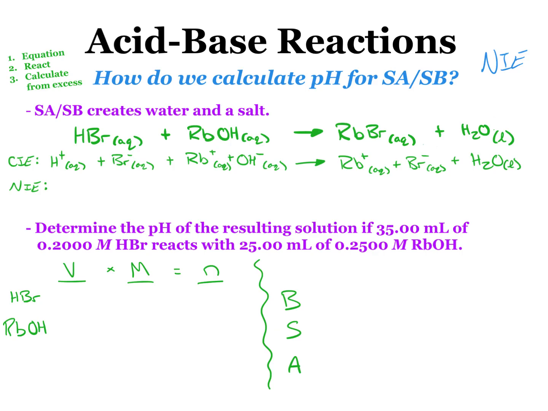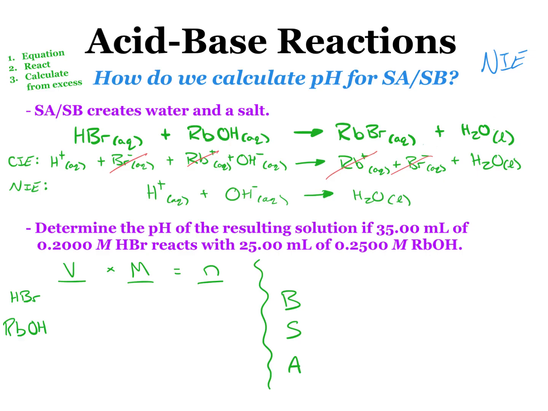And then we can cancel out the things that we see on both sides. So Br- is on both sides, Rb+ is on both sides. Those are going to be our spectator ions, which means the net ionic equation for a strong acid, strong base reaction is going to be H+ plus OH- makes water. And folks, this is the net ionic equation for every single strong acid, strong base reaction.